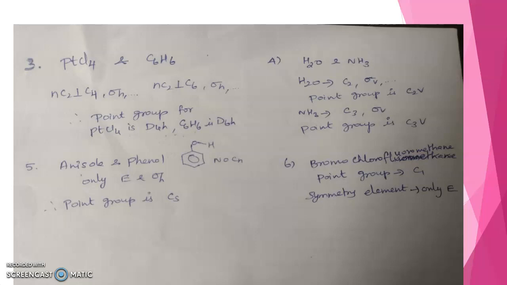Okay, so these are some examples of molecules. By using this flowchart, we can find the point group of a molecule.